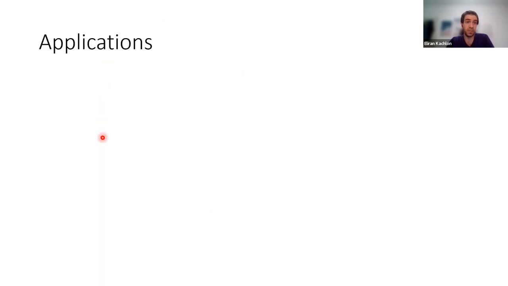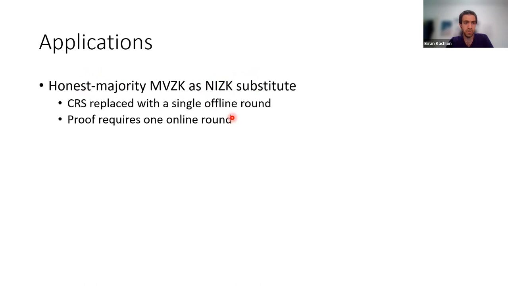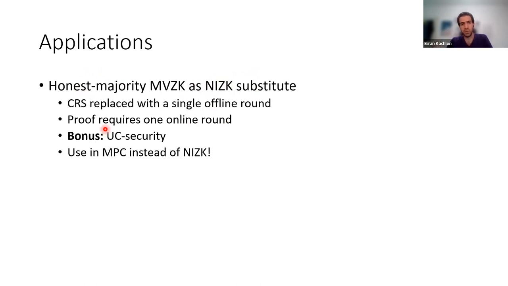Now let me mention an application of MVZK. So MVZK captures an important aspect of non-interactive zero knowledge, which is the minimal round complexity. Okay, which means that if we have an honest majority, MVZK can be seen as a substitute for non-interactive zero knowledge, where the CRS is replaced with a single offline round, and then the proof requires only one round. And in addition, we also provide UC security, which means that you can use our MVZK protocol in your protocols instead of NISC. And finally, the main point, of course, is that we get all of this from mini-crypt type assumptions. Okay, so this was MVZK.